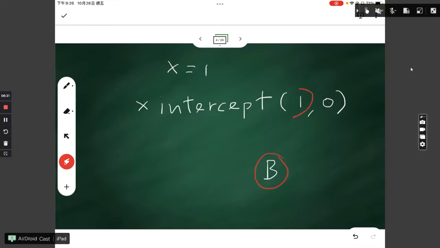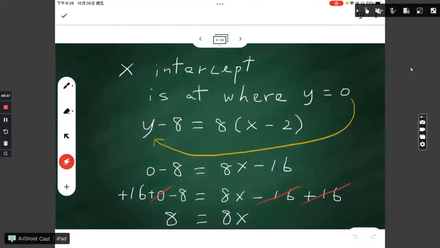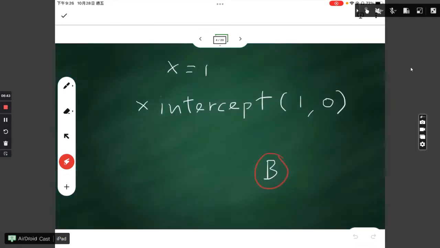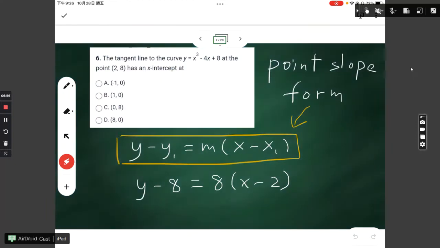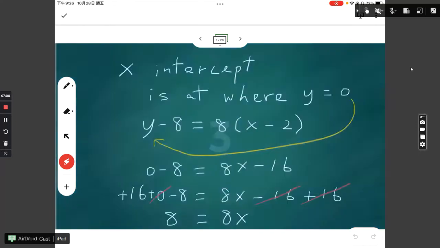And the y coordinate is what we said previously: the x-intercept is where y equals 0. So the y coordinate of this point is 0, and (1, 0) is the coordinate of the x-intercept. And which choice is that? This choice here, so the answer is B.